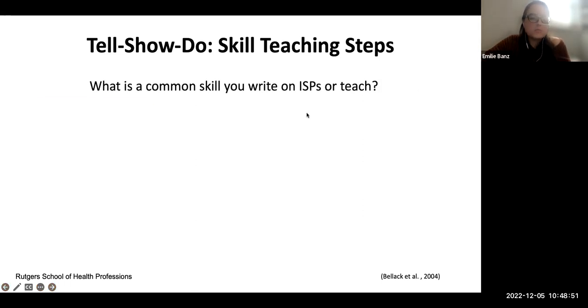So first and foremost, what is a common skill you write on ISPs or teach? So what kind of skills are you teaching the individuals that you're working with out there in Washington State? And be specific on the skill. So if you're saying communication skills, what specific communication skills? Are we talking about starting a conversation? Are we talking about ending a conversation?